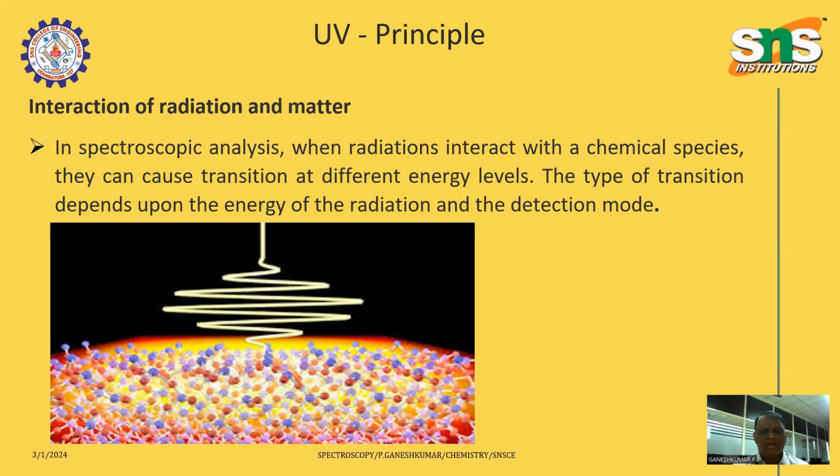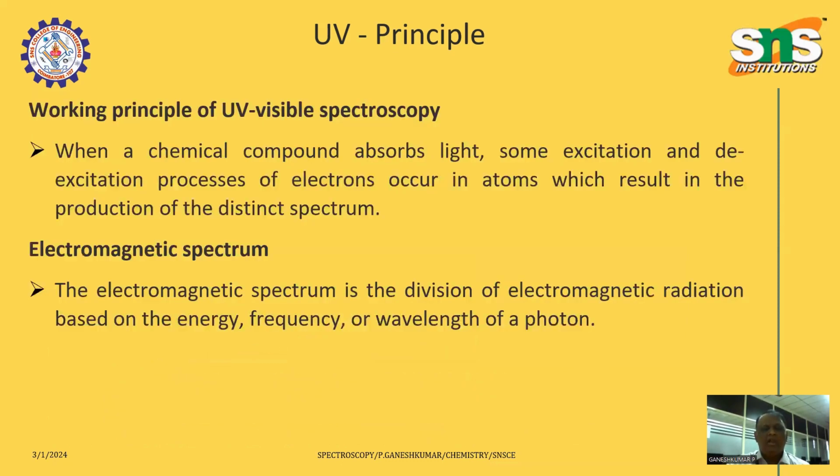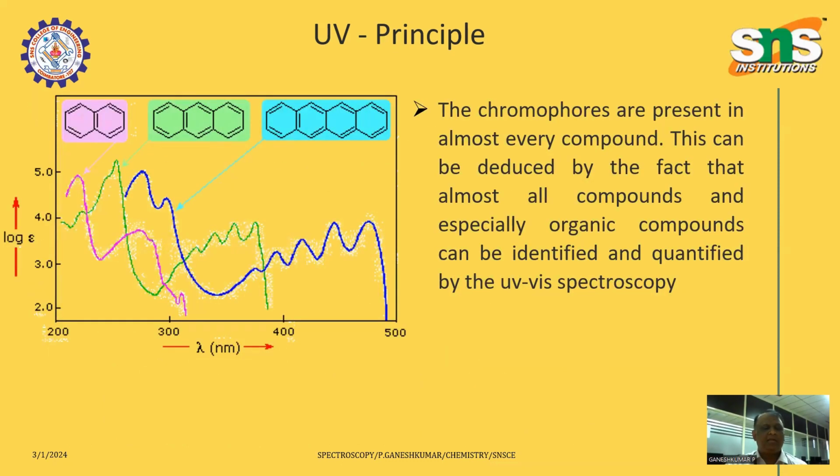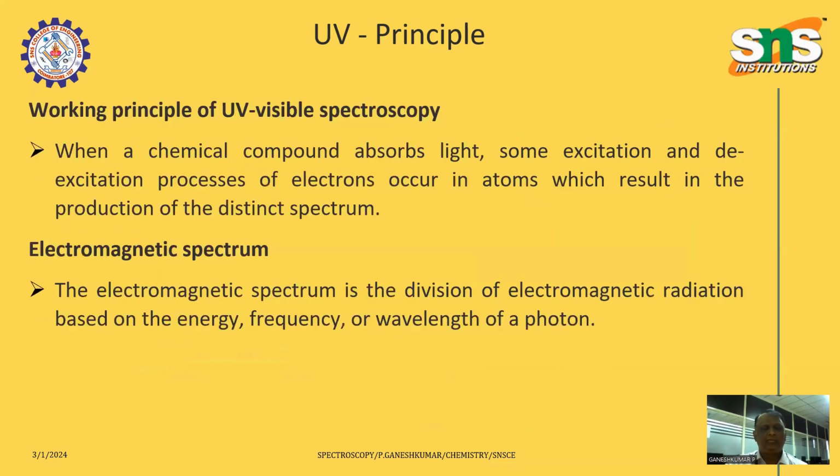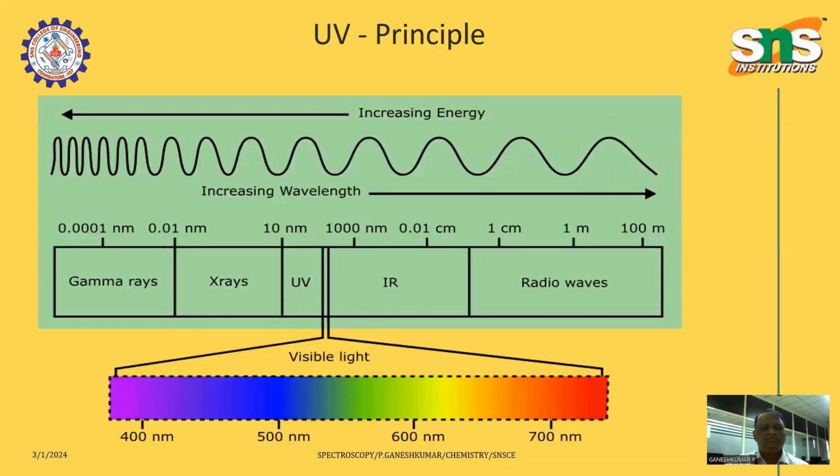In this spectroscopic analysis, when radiation interacts with the chemical species, it can cause transitions at different energy levels. The type of transition depends upon the energy of radiation and the detection method. So depending upon different compounds and their chromophore characters, the wavelength varies. Based on this, we can identify the type of a compound. Thank you.